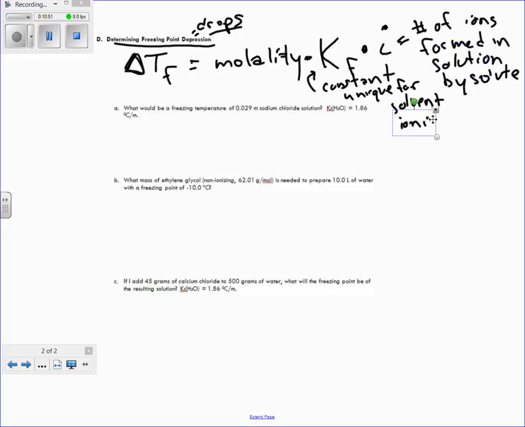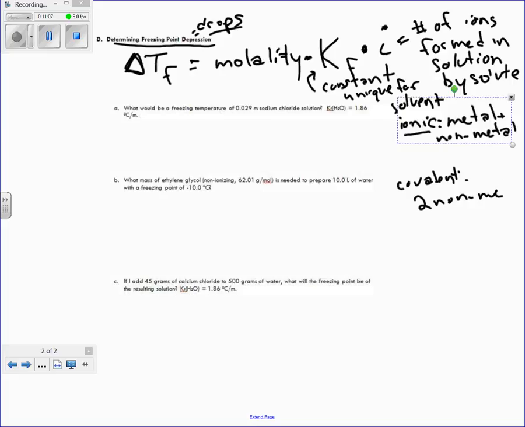Ionic versus covalent. So remember that ionic is between a metal and a nonmetal. Covalent is between two nonmetals. My expectation is that you'll be able to recognize if a formula is ionic or covalent. So here's why this matters. If you drop a covalent compound into water, it does not ionize, which kind of makes sense. If it was ionizing, it would be an ionic compound. If it doesn't ionize, that means that i equals 1.